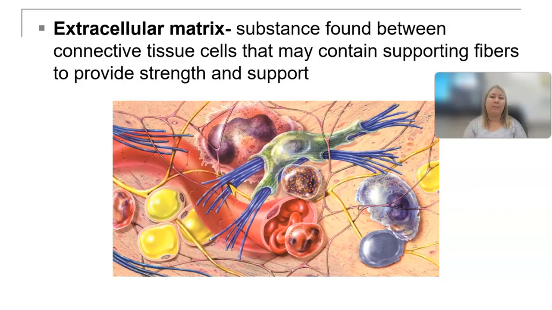So this extracellular matrix, as I mentioned, is just the substance found between the cells, and it can contain those fibers and it provides strength and support. Many of our connective tissues are actually named according to their matrix, not according to their cells. So again, the connective tissues we're talking about today are pretty much the opposite of the epithelial tissues that we talked about last week.